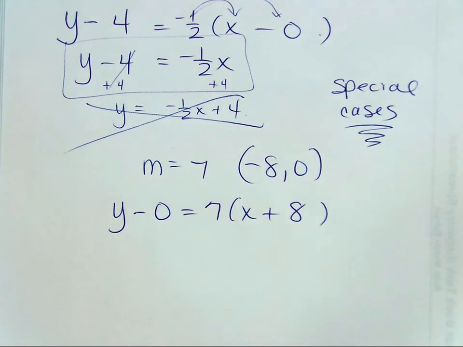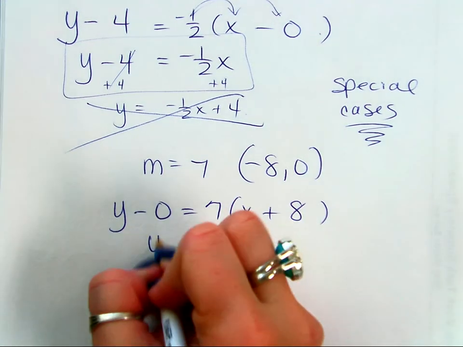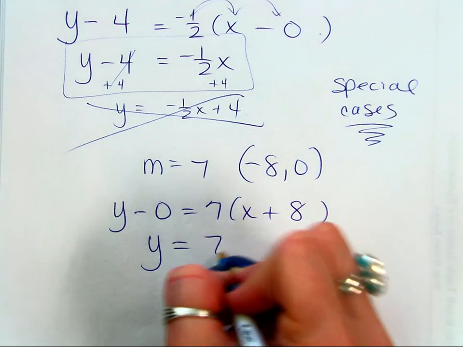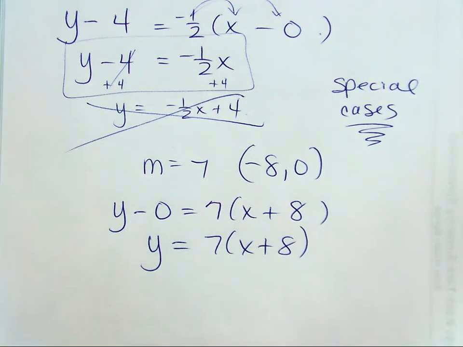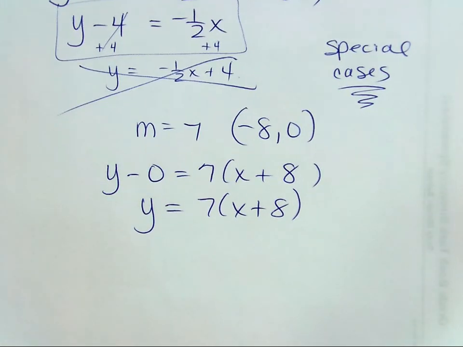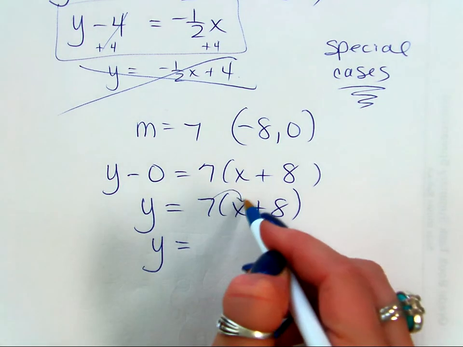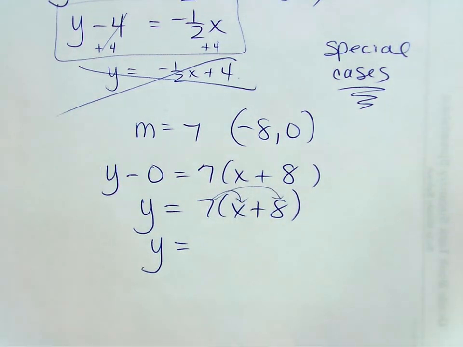Okay, totally acceptable answer. That's point slope. But could you put it another way? Could you just put y equals 7 times x plus 8? And if you want to get really fancy, could you make it y equals what? 7x plus 56.